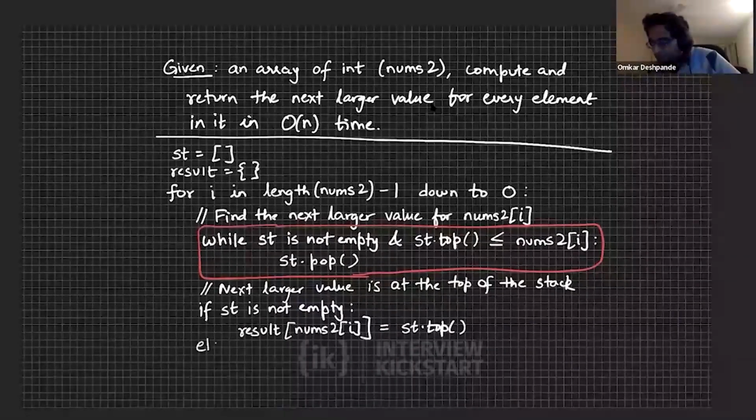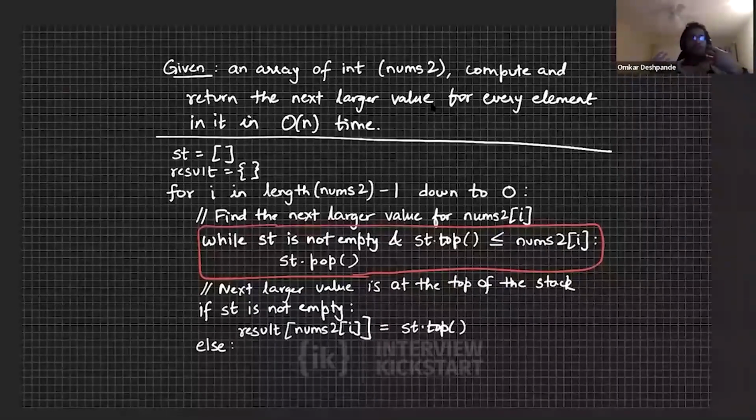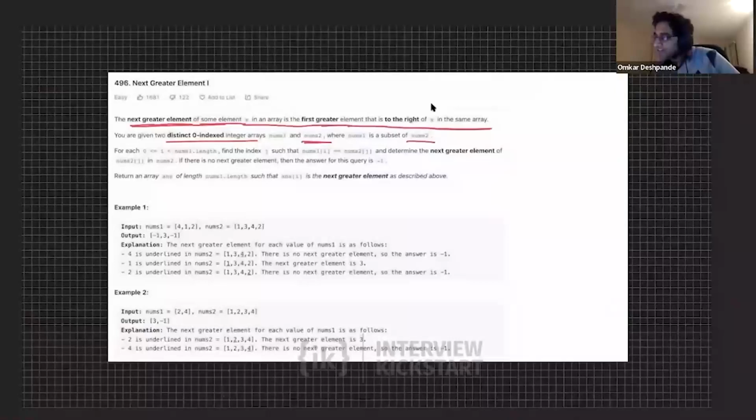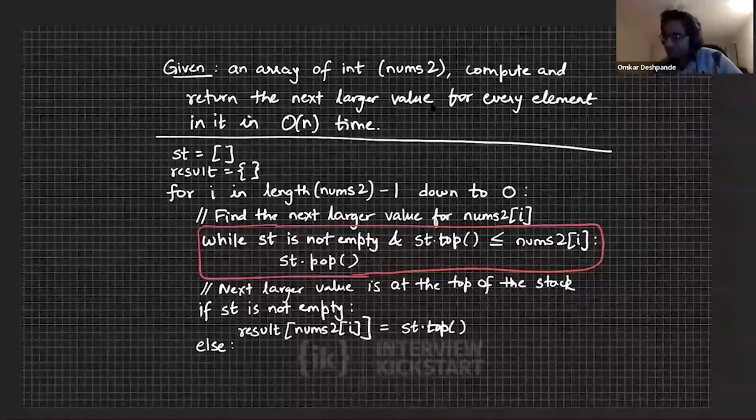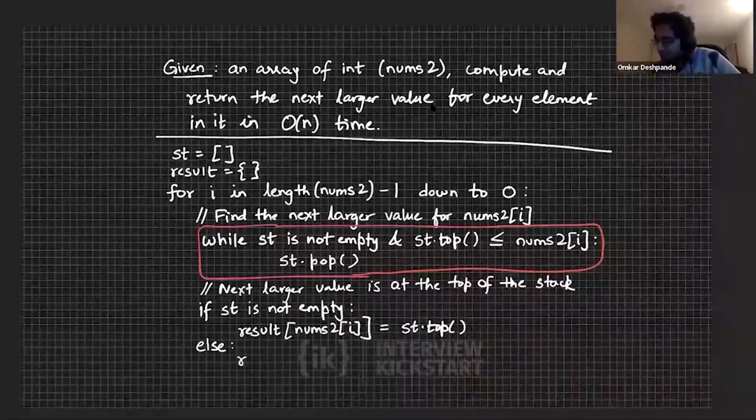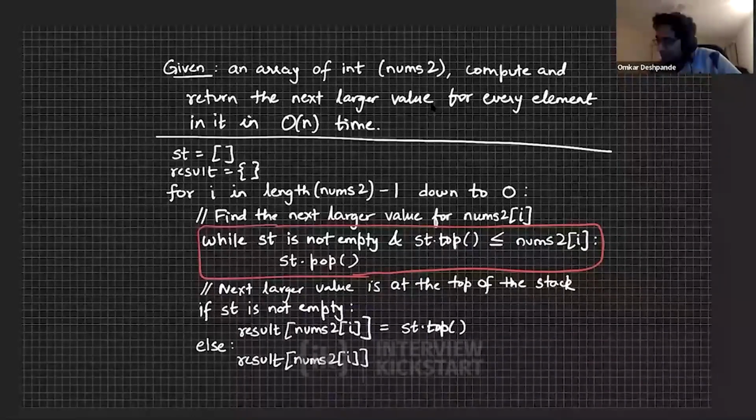There is also a chance though that the stack might be empty, right? That means the next larger value does not exist. So in that case, this particular problem specifies that you're supposed to return a -1. Since they have added that constraint, let's just stick with it. If it does not exist, then it needs to be a -1.